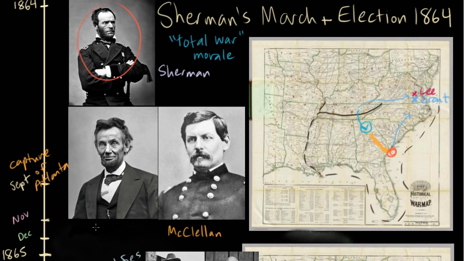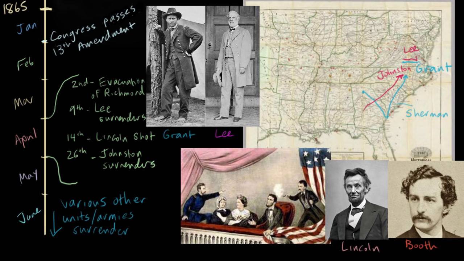So let's move on to 1865. A lot happens very quickly in 1865, starting with, in January, Congress passing the 13th Amendment. Now, the 13th Amendment outlawed slavery for all time. So it's clear that when the South is brought back into the United States, it is going to be brought back in without slavery. There is no option for slavery in the United States going forward.